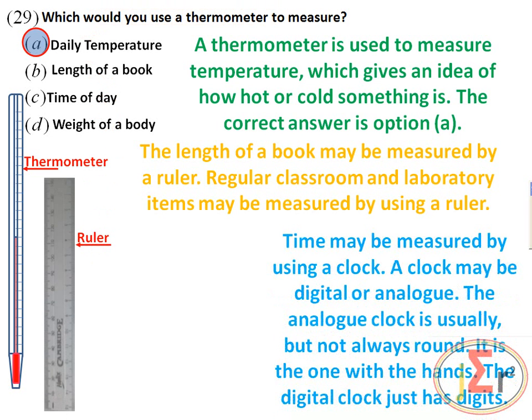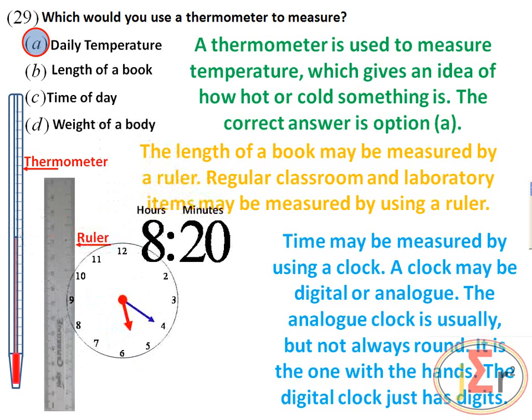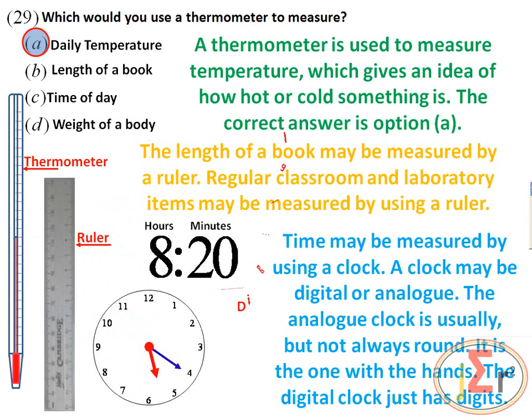Time may be measured by using a clock. A clock may be digital or analog. The analog clock is usually, but not always, round. It is the one with the hands. The digital clock just has digits. So we have our two clocks right there.